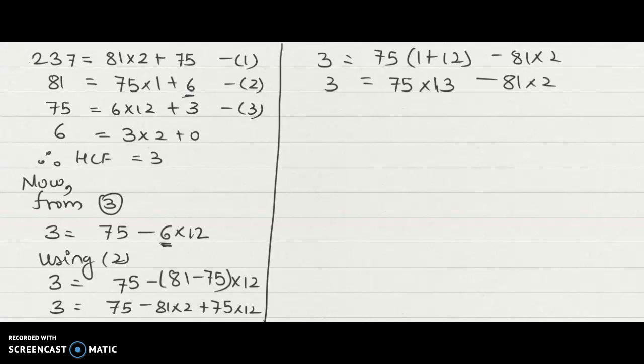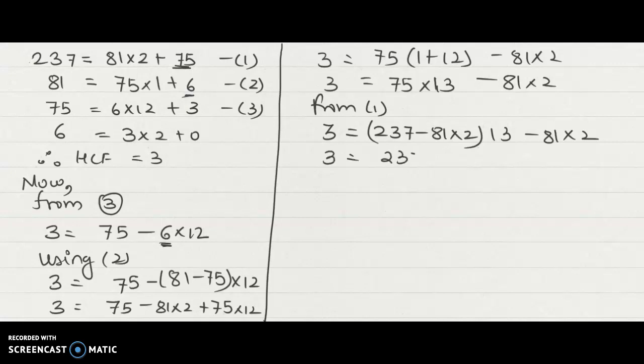Now which thing is remaining? The first division. So from the first division we can write, in place of 75, 237 minus 81 into 2. So 3 is equal to 237 minus 81 into 2, all times 13, minus 81 into 12. The bracket will open and 13 will multiply with each number: 237 into 13, and 2 13s are 26, minus 81 into 12.